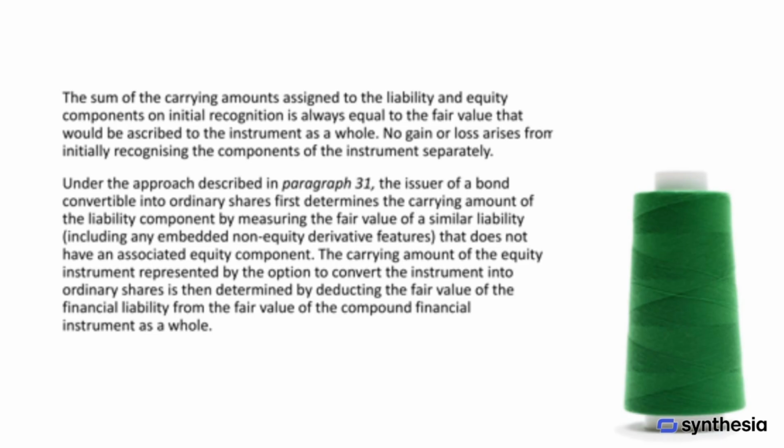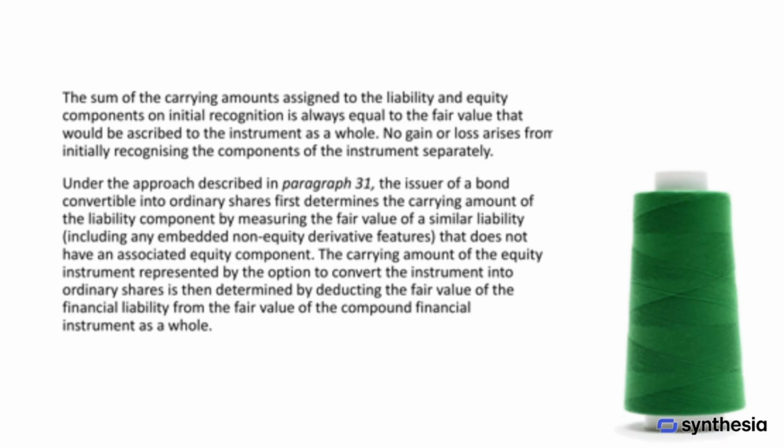The total of the carrying amounts assigned to the liability and equity components when a compound financial instrument is first recognized is always equal to the fair value of the instrument as a whole. This means that no gain or loss arises from recognizing the components separately at initial recognition. Using the approach described earlier, the issuer of a bond that is convertible into ordinary shares first determines the carrying amount of the liability component.